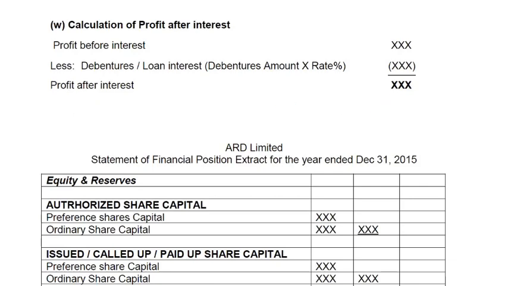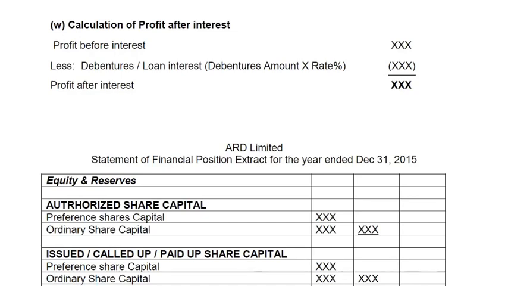Now, what is the reason for this? The reason is that the shareholders, who are the owners of the company, are made aware that we have earned this much profit, and out of that profit, this much amount of interest is paid to outsiders, that is the lenders of the company, the creditors of the company, and the final profit that we have saved is the profit for the year. So now let's move forward.